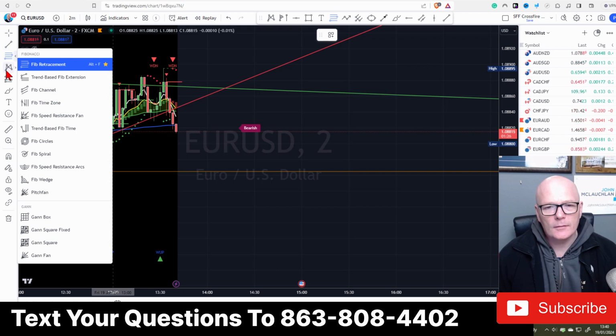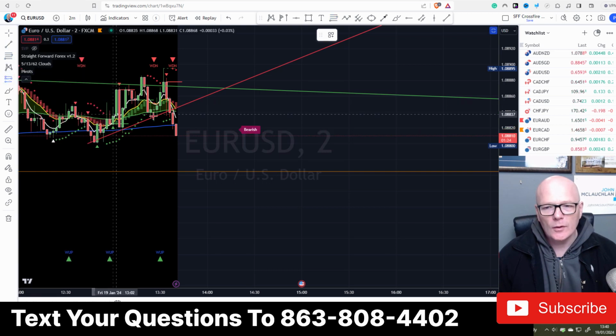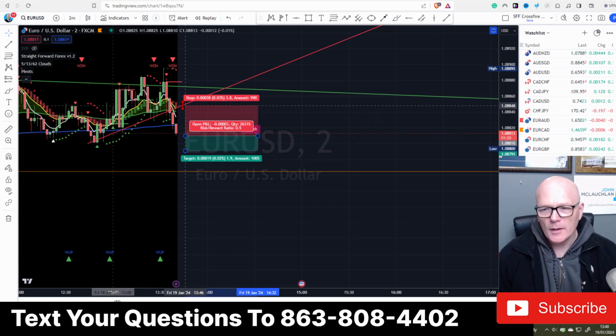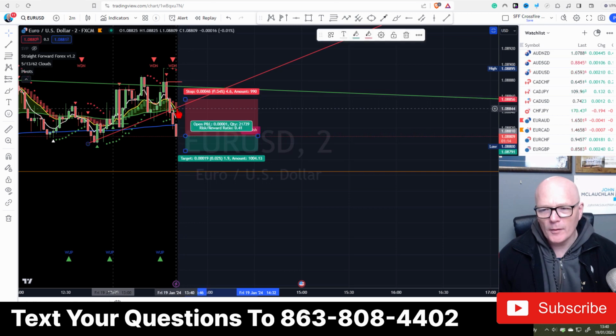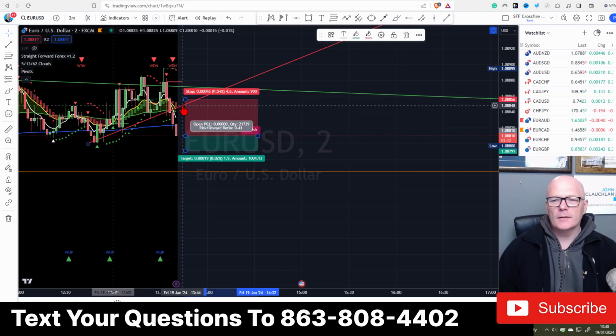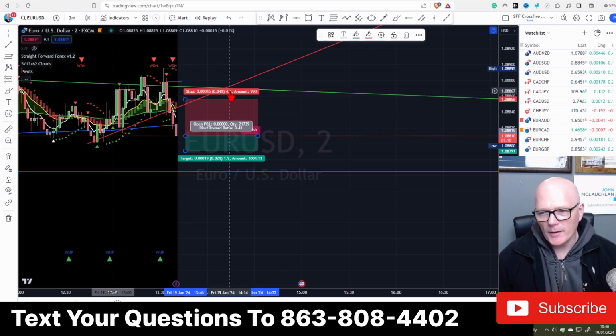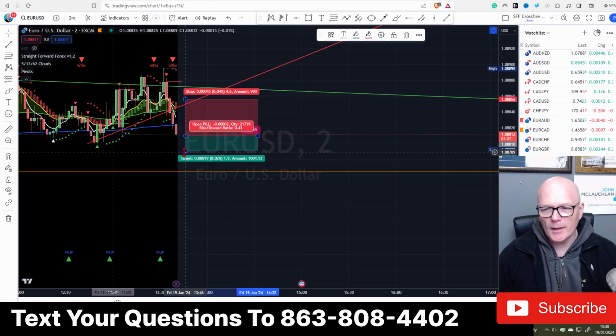Okay, so that's the wrong one. We would short. So shorting where we are now, that takes our stop loss up here. Okay, so you want it above the grid, above the red trend line, and that gives us a bit of breathing space. So 4.6 pips isn't too bad.